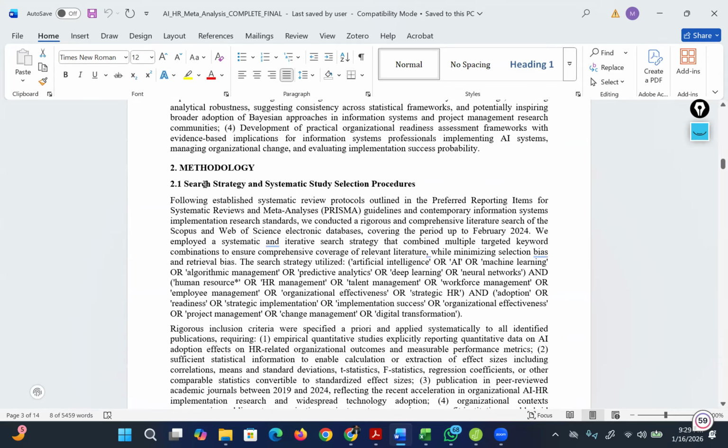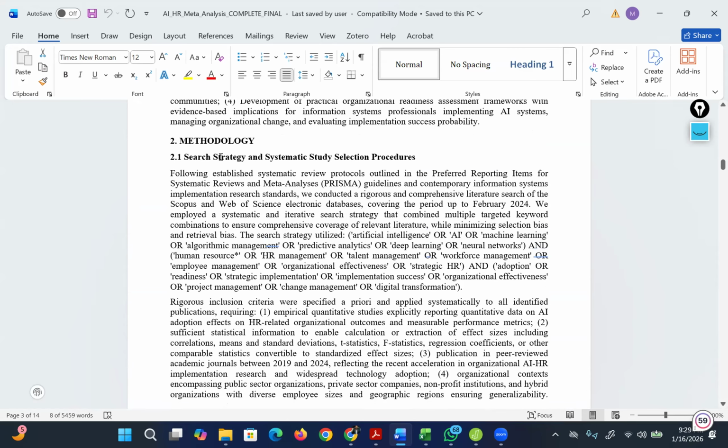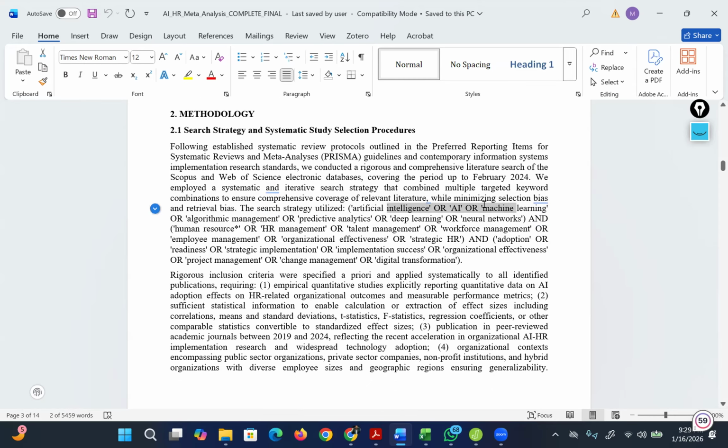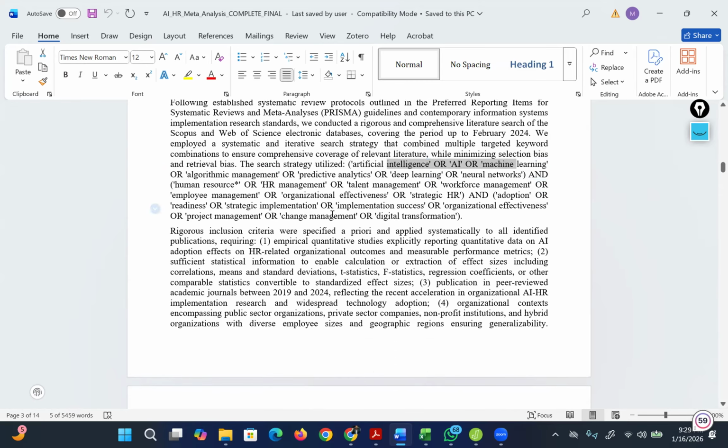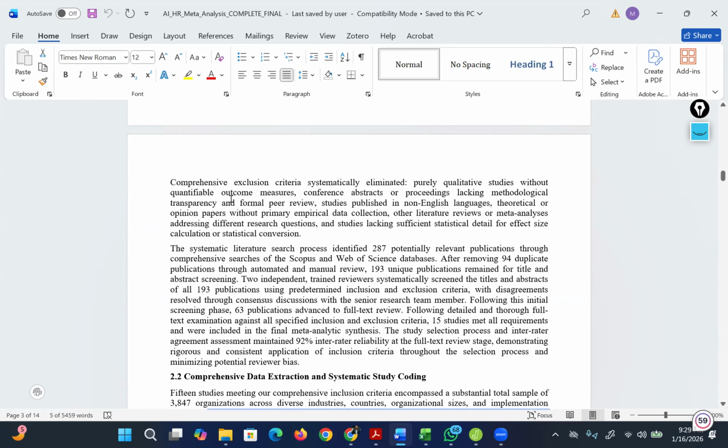Then we have methodology. You can see that search strategy and systematic study selection process. I told you in the first class that Prisma is the way we can design our systematic literature review. Also, I told you that Boolean search, remember Asifa demonstrated in the last class how to do that from PubMed, right? So similarly, you can do that for Scopus or Web of Science. I have written down that part as well. Then comprehensive exclusion criteria, how you excluded it.